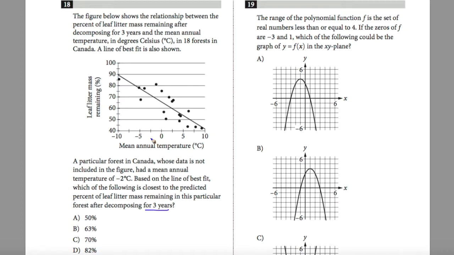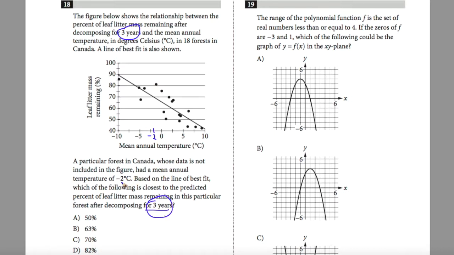So my -2 would be between my 0 and -5. So my -2 is going to fall somewhere right here. This is -2.5, right? 0 to -5, so -2.5. So my -2 is going to be somewhere in this range. I also see that they're keeping the decomposition for 3 years, which is matching what they told me before, meaning I'm not going to have to do any sort of ratio to see what it would have been if it was under a different time.